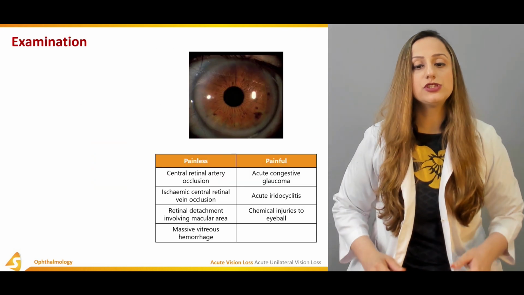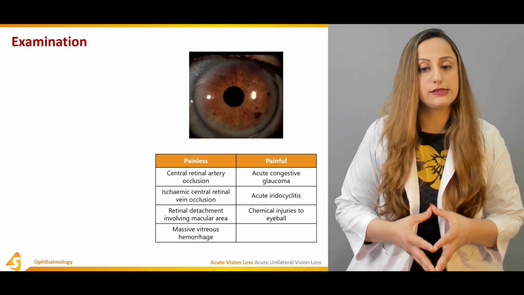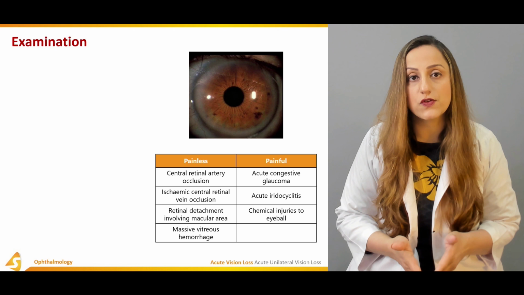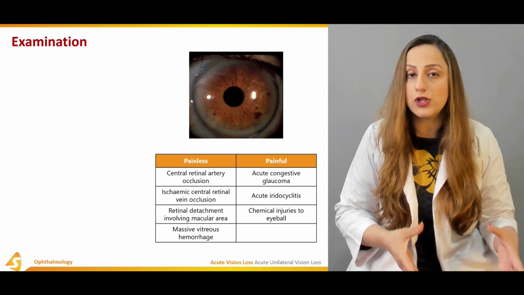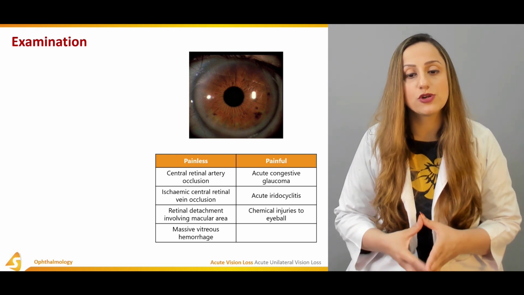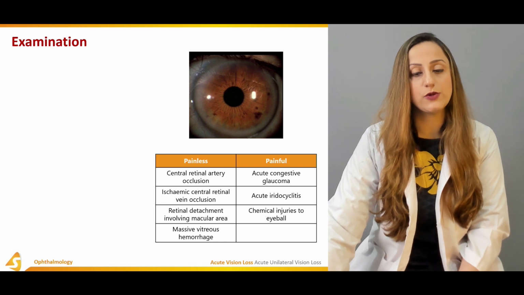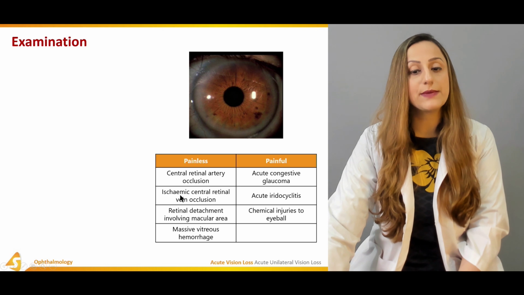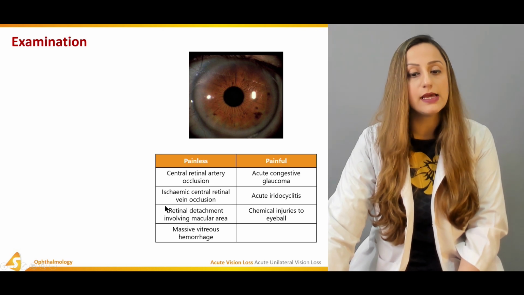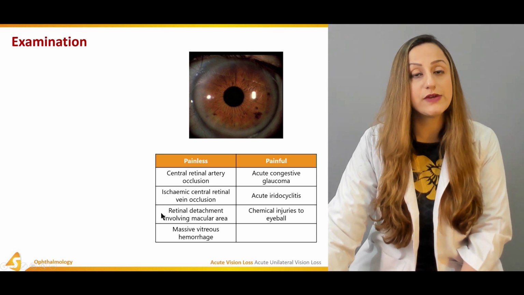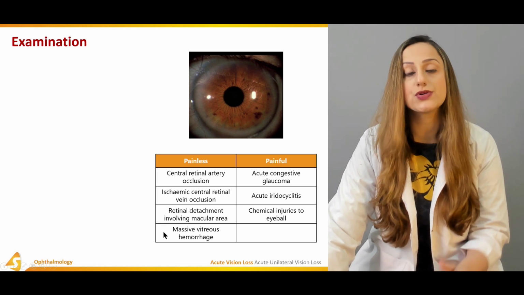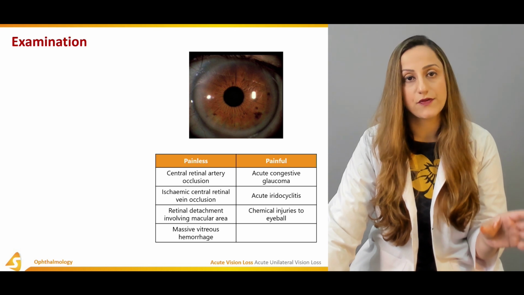So the examination, as I was already focusing on this fact, the history over here is very important, whether the sudden loss of vision was associated with a painful or a painless vision loss. The painless causes of acute vision loss include the central retinal artery occlusion, the ischemic central retinal vein occlusion, the retinal detachment involving the macular area, and massive vitreous hemorrhages. So these are the painless causes of acute vision loss.